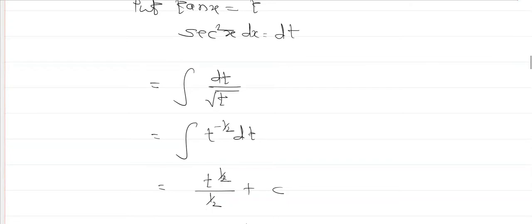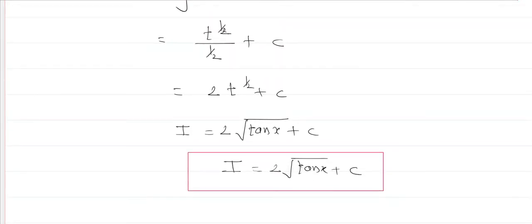मग याचं इंटिग्रेशन तयार करणार, that is integral t raised to minus 1 upon 2 into dt. पुन्हा इंटिग्रल t raised to minus 1 upon 2 मध्ये 1 ऍड करणार, which is t raised to 1 upon 2 upon 1 upon 2 plus c. हे simplify करणार, that is 2 t raised to 1 upon 2 plus c. But what is the value of the t? Tan x, that is 2 root of tan x plus c, and that's the answer, I is equal to 2 into root of tan of x plus c. This is the answer. पुन्हा बघू शकता तुम्ही.